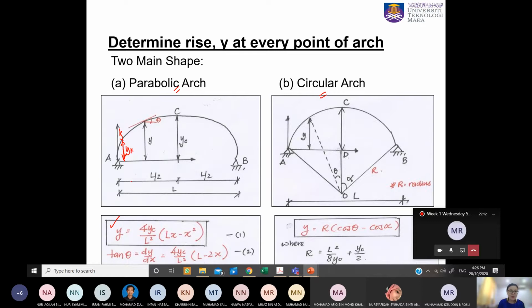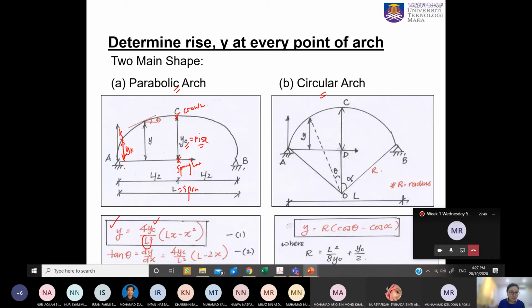If you are dealing with a parabolic arch, you can use this equation. So let's go through this equation quickly. We have Y_C. Y_C is the rise, the maximum height from the spring line to the crown. Remember just now we have this crown, we have this spring line. So this is the rise, Y_C. You need to put in the Y_C, and L is the span.